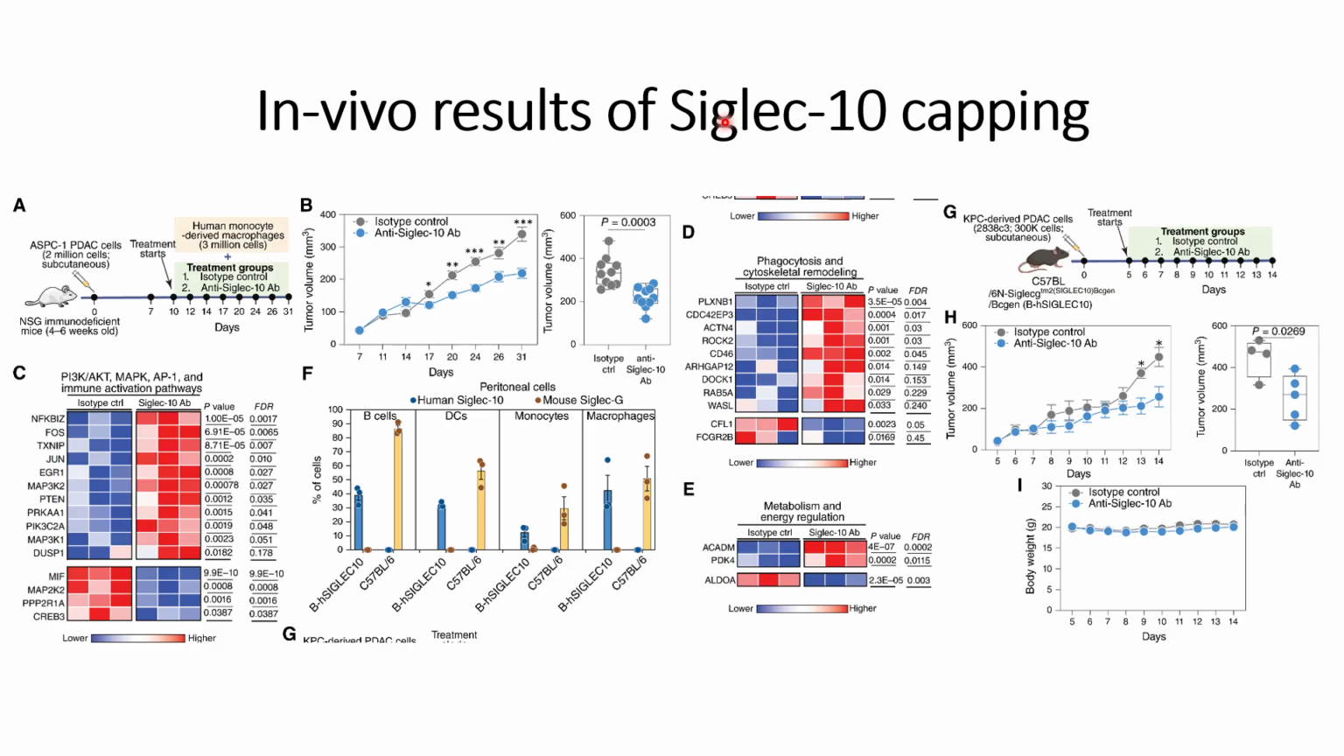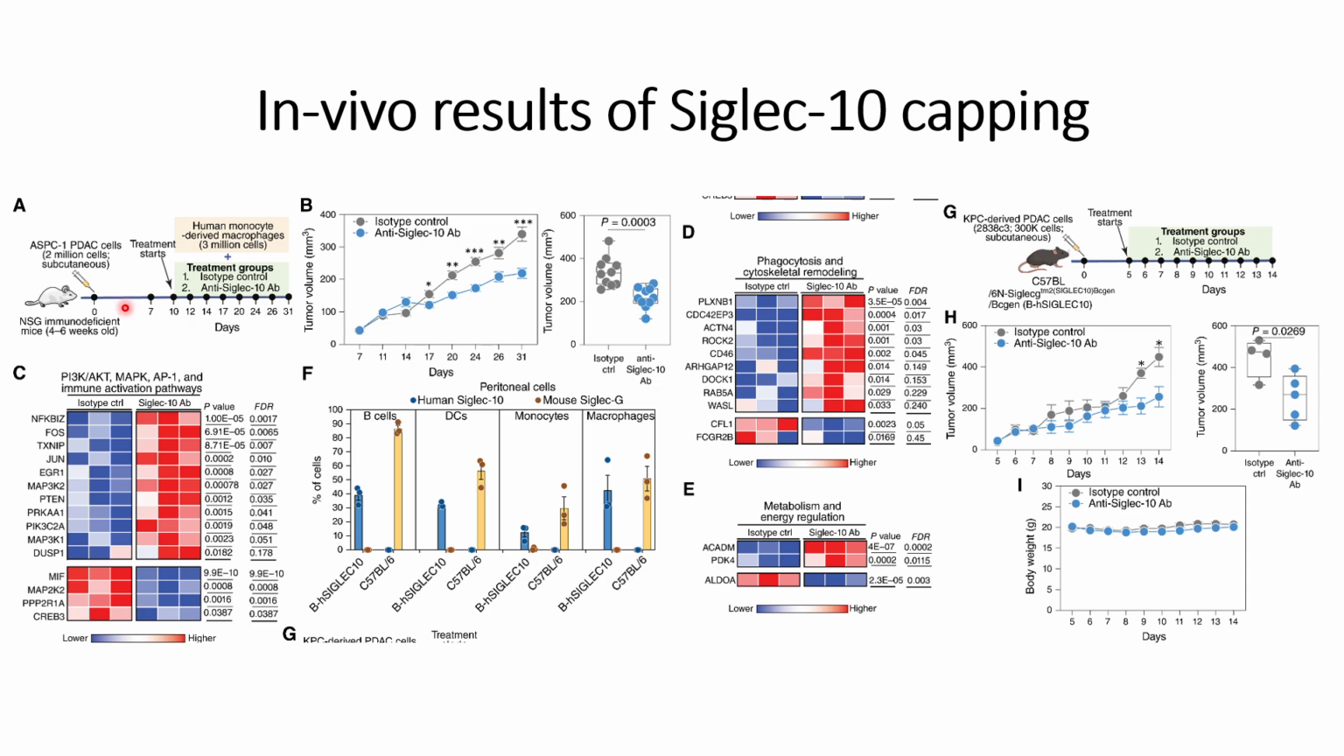So, in order to do this experiment, they did it in two different manners, and we will go through these two experiments one by one. In the first experiment, they first injected ASPC-1 PDAC cells, which have the Siglec-10 ligands, and after about 10 days they injected human monocyte derived macrophages, which have Siglec-10 expressed on them, and then treated them with isotype control and anti-Siglec-10 antibodies.